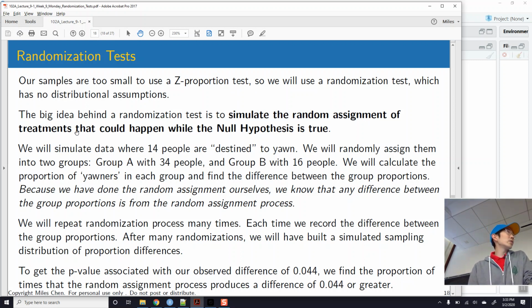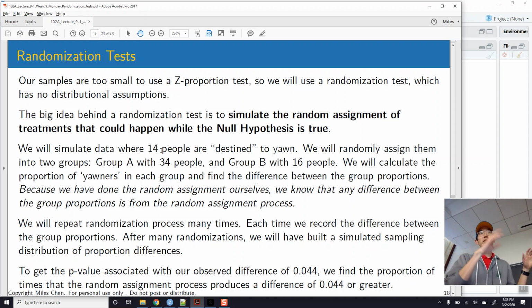So we are going to set it up so that we have 50 people, and 14 of them, we're going to say, are destined to yawn, okay? Then I take my 50 people, I shuffle them, and I randomly put 34 in this group and 16 in this group. I see, in this group of 34, what proportion yawned, and in this group of 16, what proportion yawned. Then I calculate those proportions and get the difference between them, okay?